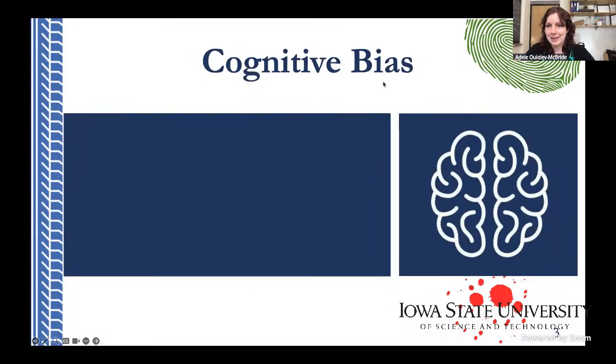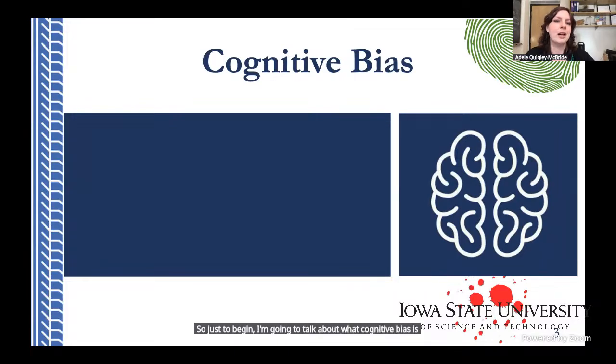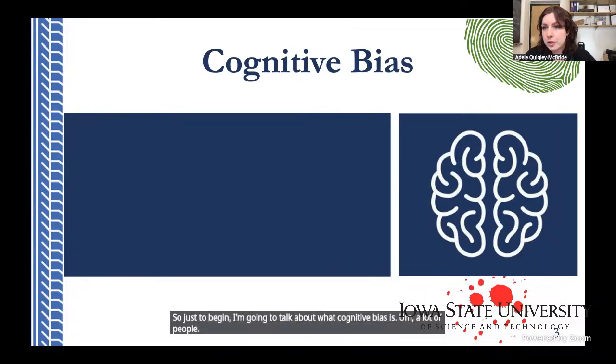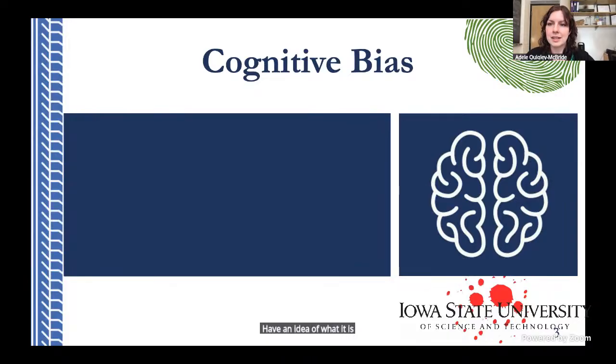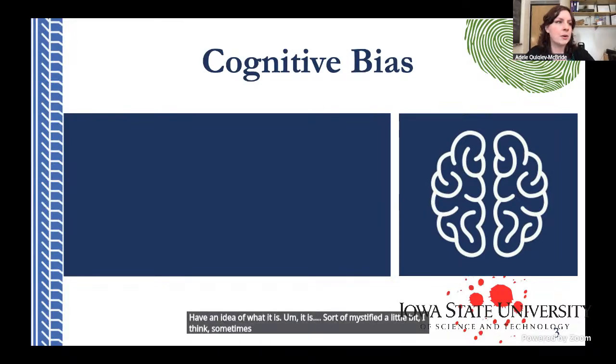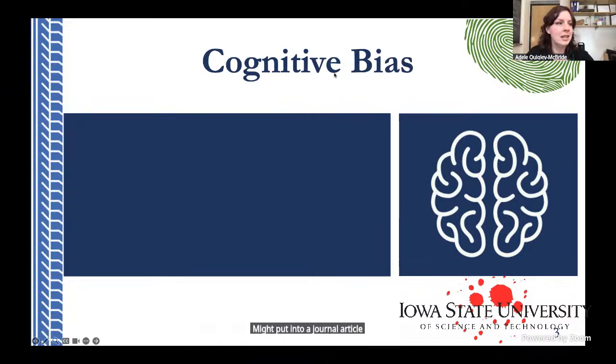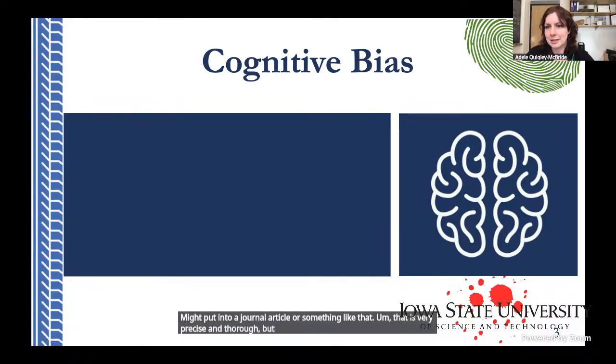So just to begin, I'm going to talk about what cognitive bias is. A lot of people have an idea of what it is. It is sort of mystified a little bit, I think, sometimes in forensic science. So there are some very technical ways to describe it and then some less technical ways. So I'm going to start with a technical definition that someone might put into a journal article, that is very precise and thorough, but potentially not so easy to understand.